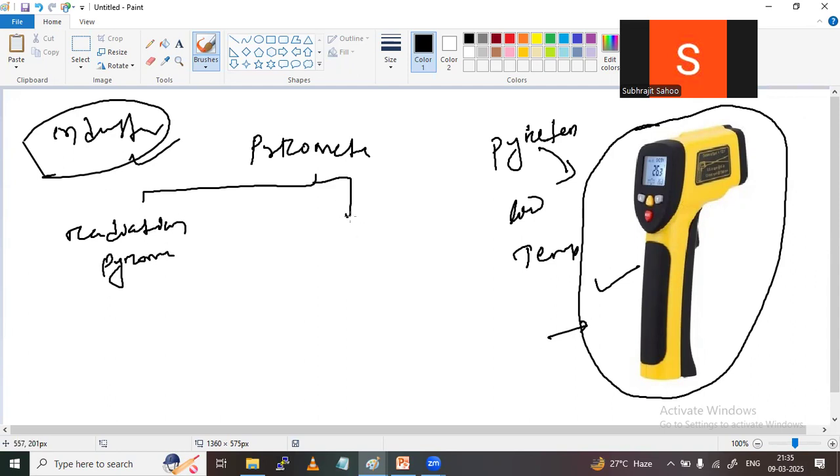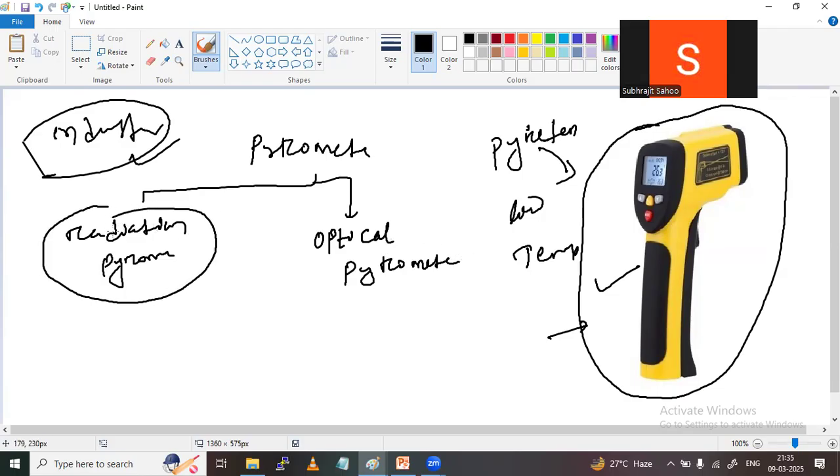Next one is the optical pyrometer. Today I will discuss this radiation pyrometer. Radiation pyrometer means that on the basis of radiation or hot waves coming from a hot surface, we are going to deal with that hot radiation and we will measure the temperature.